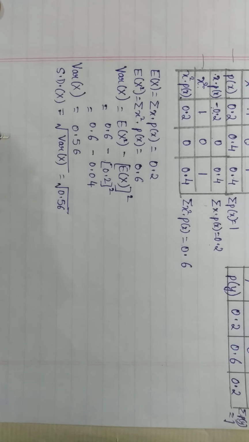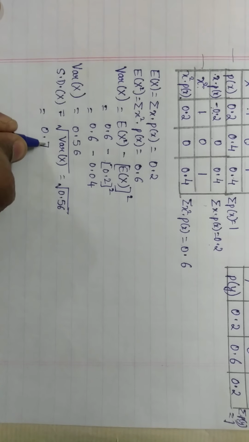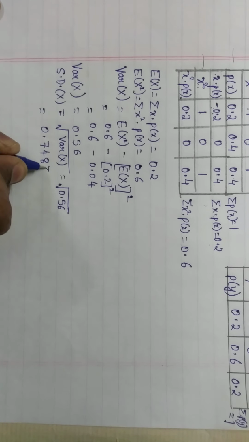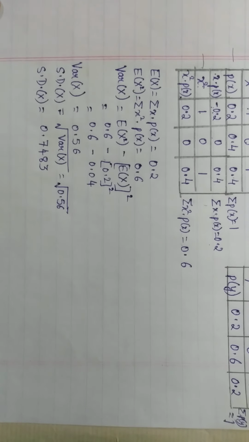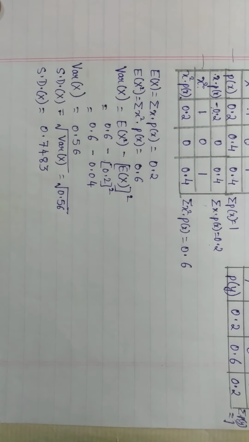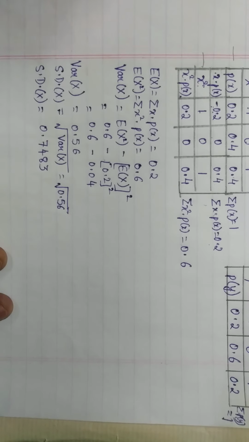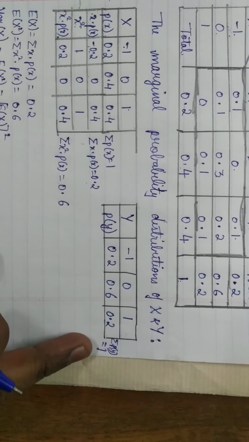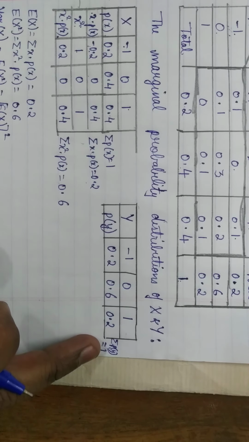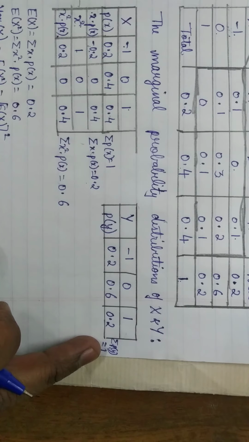So square root of 0.56 is nothing but 0.7483. So SD of x is 0.7483. So this is one step what I've done. The same procedure we have to apply for this table also. I do not have much space here, so I'll not be writing everything in detail.